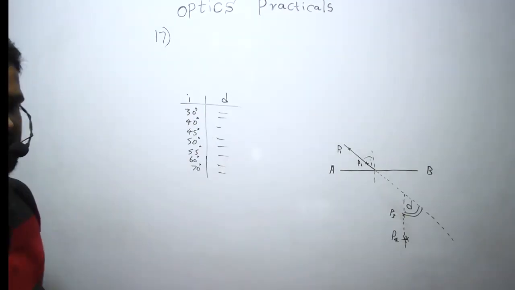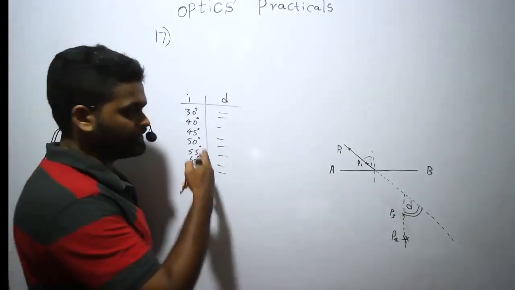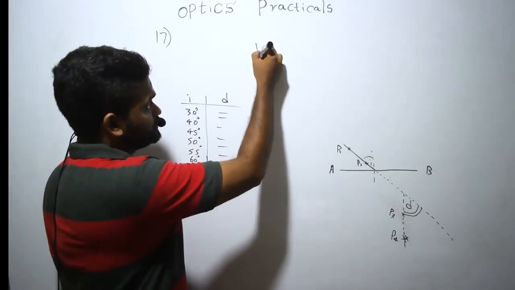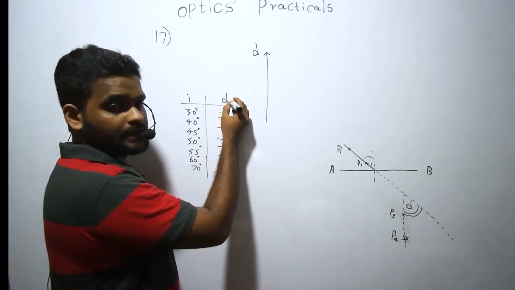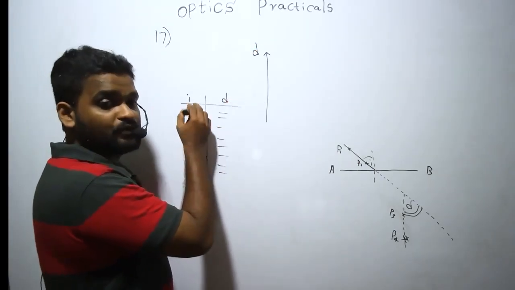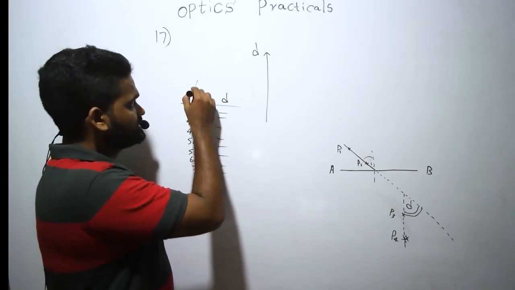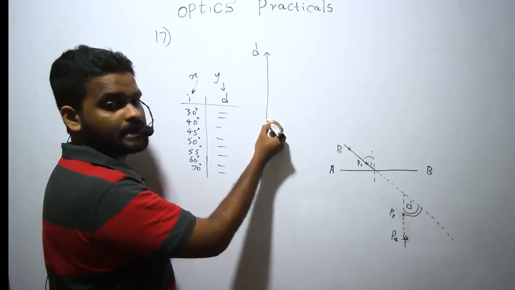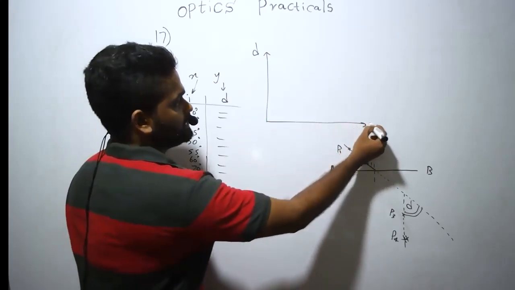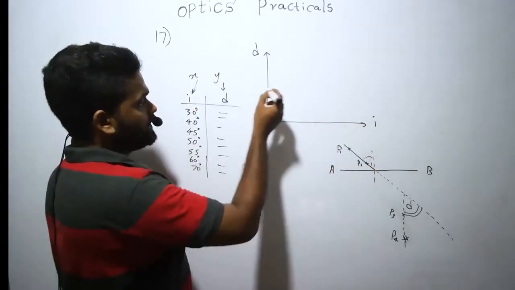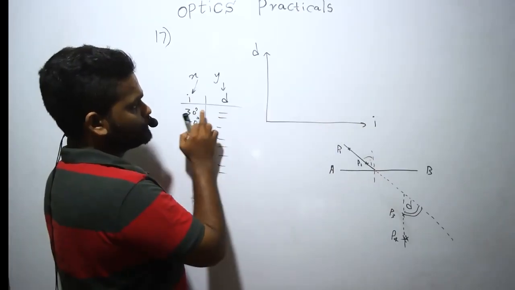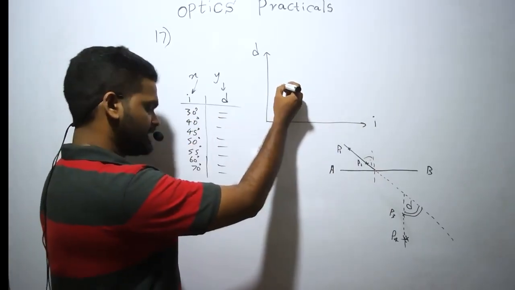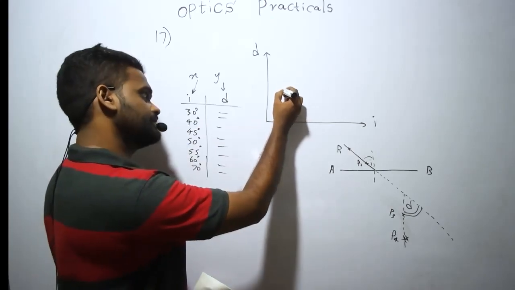Using D and I, we can draw a graph between incident angle and angle of deviation. Angle of deviation is the y, right? Incident angle is what we change, so this I is x, this D should be y. So to the y-axis, we put angle of deviation, and incident angle to the x-axis. Then you have to mark these xy coordinates on the graph. So you will get coordinates like this.